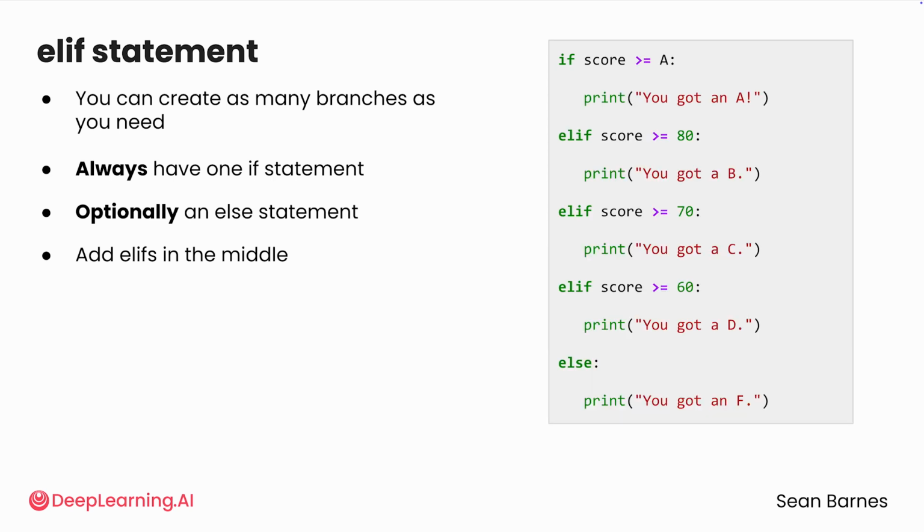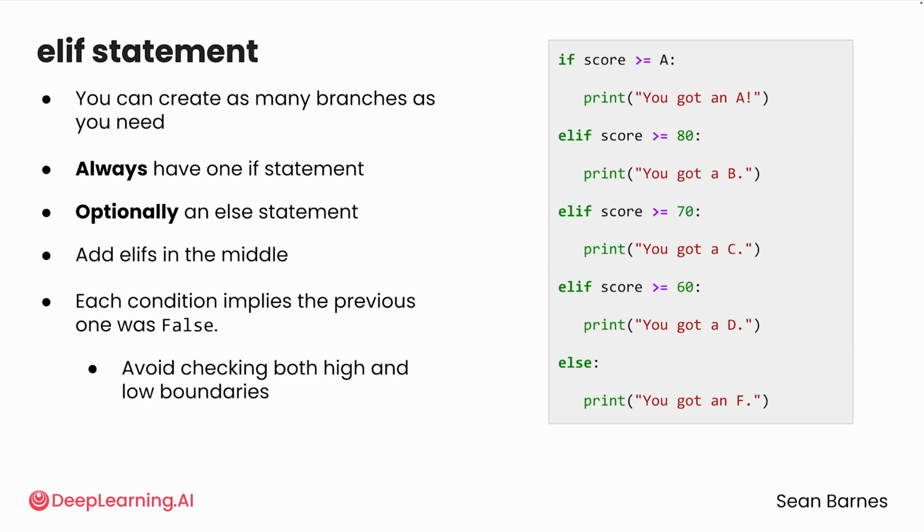This pattern takes advantage of the sequential nature of if statements. Each condition assumes that the previous condition was false. That way, you avoid having to check the score against both the high and low boundaries for the grade.